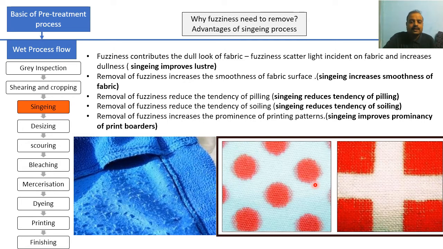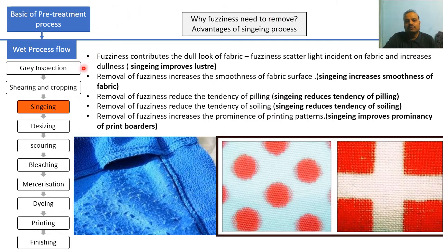So higher fuzziness causes higher blurriness of a printed pattern. If we remove this fuzziness, what will happen? You can easily see the clear edges of the pattern that are printed on the fabric. So fuzziness needs to be removed if we want to see these edges clearer, darker and more prominent. By this time you understand why fuzziness needs to be removed.